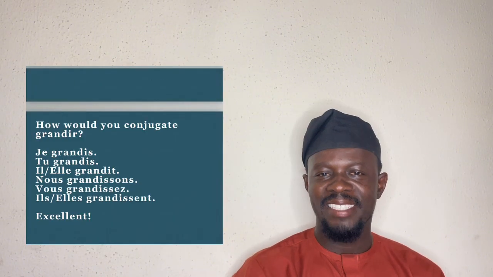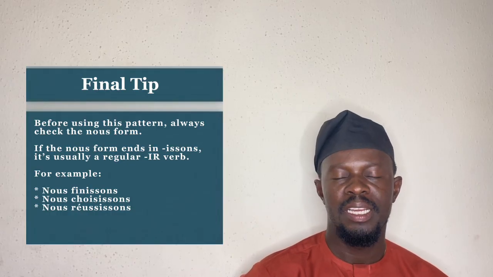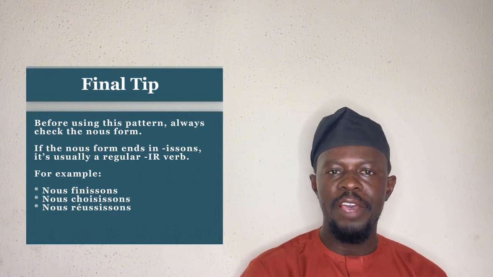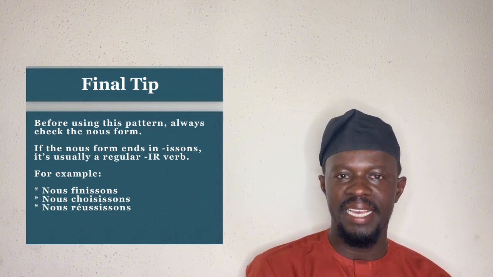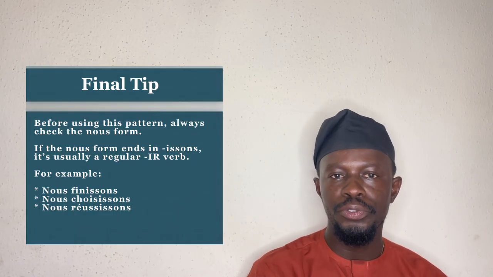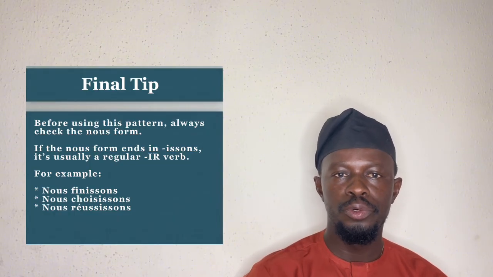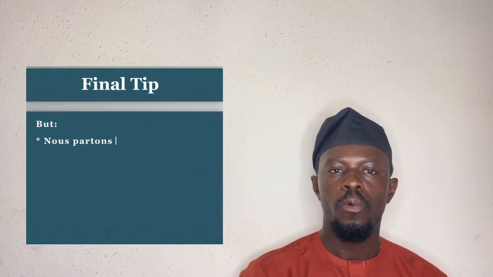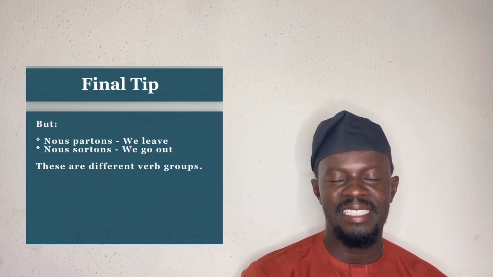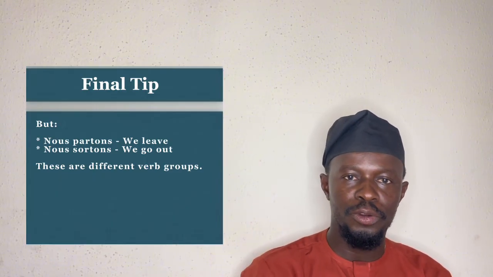All right. Now, here are the final tips. Before using this pattern, always check the nous form to know if the verb is regular or irregular. If the nous form ends in issons, it's usually a regular IR verb. For example, you can see it in nous finissons, nous choisissons, nous réussissons. But once you see something like nous partons, nous sortons, know that that is not a regular IR verb. These are in a different verb group.